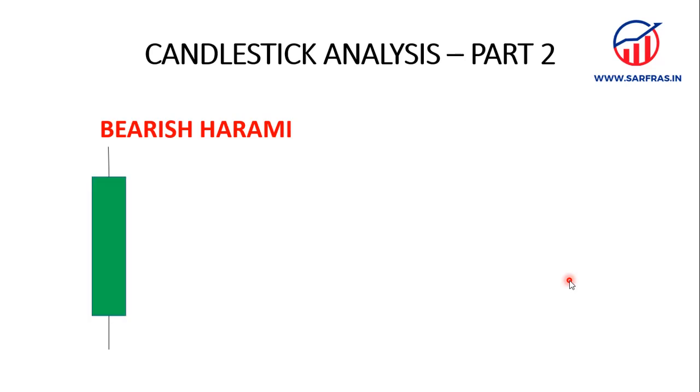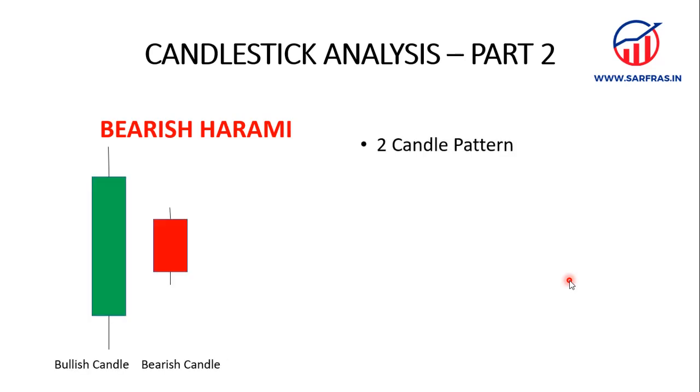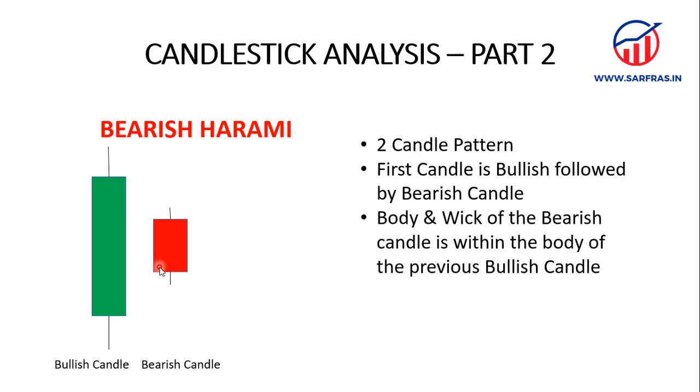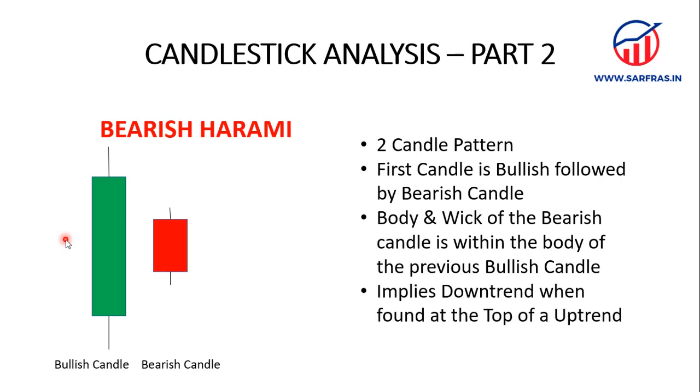The next pattern I'm going to cover is the bearish harami. Just like your bullish harami, you have a bearish harami too. Again it's a pregnant-lady kind of formation, and a two-candle pattern. The first candle is bullish, followed by a bearish one. The body and wick of the bearish candle are within the body of the previous bullish candle. It implies a downtrend when found at the top of an uptrend, so you can expect prices to go down.